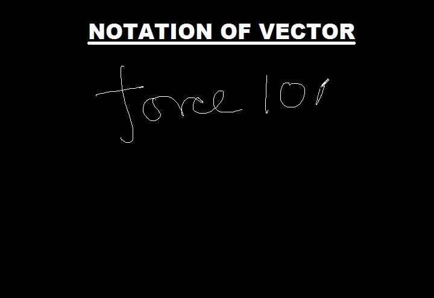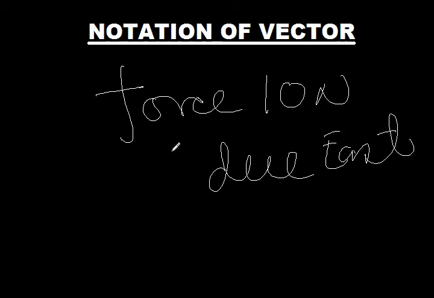Now the notation of a vector will include the fact that whenever I have to draw a particular vector, say, I am given an example here: I have to draw a force of 10 Newton due east. So this is my task, and I have to draw it according to the rules of notation.